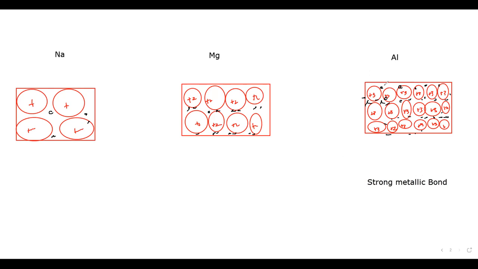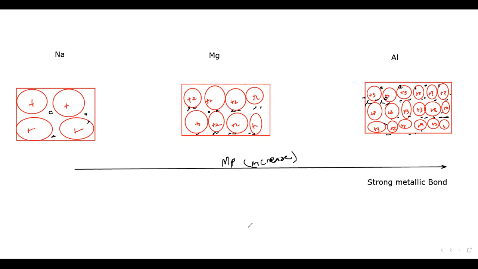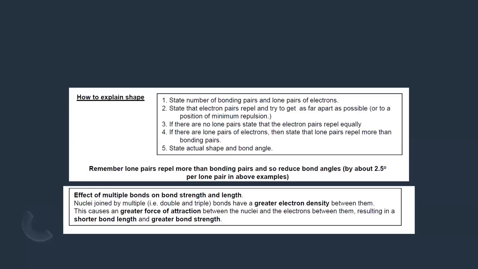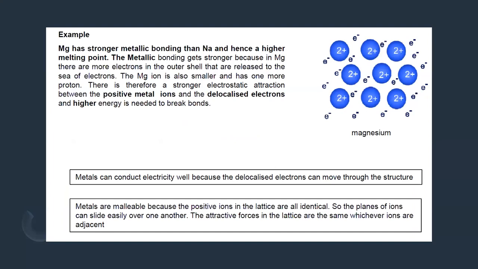So when we compare the melting point for the metals as we move across the period, what we observe is that the melting point will increase. Is it clear? That is the trend in the melting point for the metals across the period. Then how do we explain the shape? Magnesium has a stronger metallic bond than sodium because it has a greater charge, a smaller ion, and a stronger attraction.